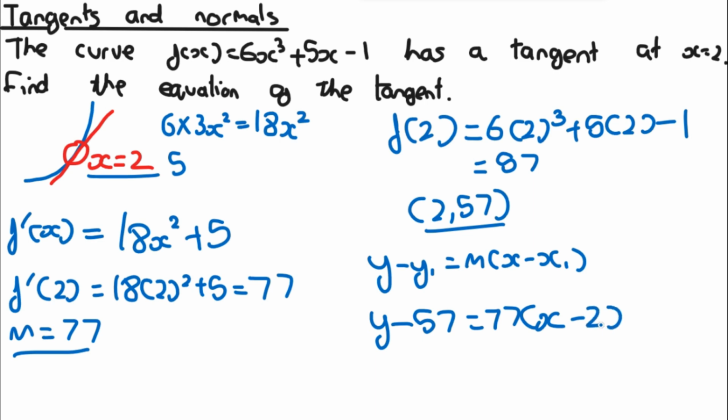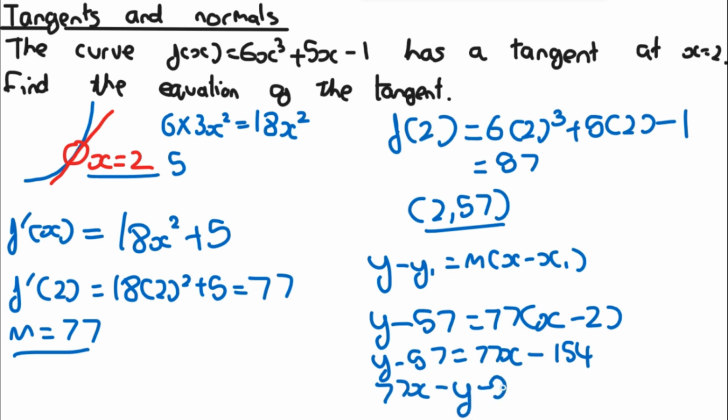This is all in the chapter 5 videos, the specifics of the equation of a straight line. Expand the brackets to y minus 57 is equal to 77x minus 154. And I'm just going to move this onto the other side to do 77x minus y, and then it's going to be minus 97 if you put it into a calculator, is equal to 0. And this is the equation of the tangent.